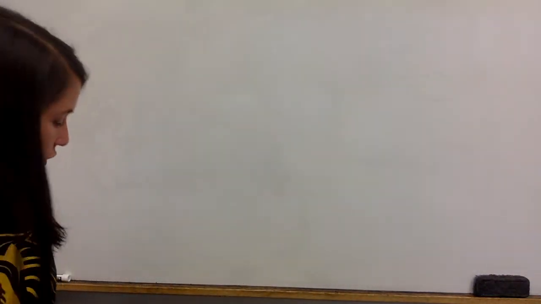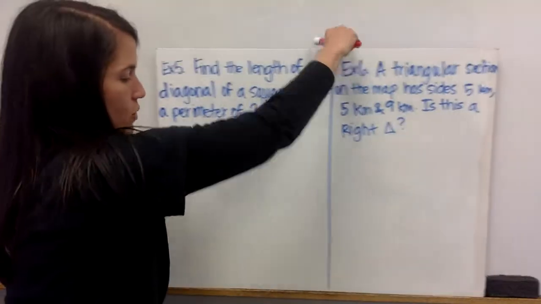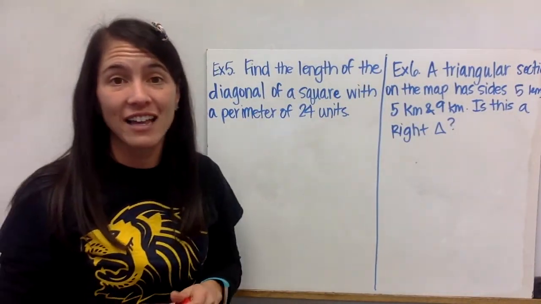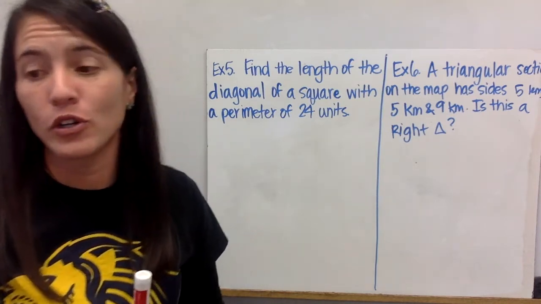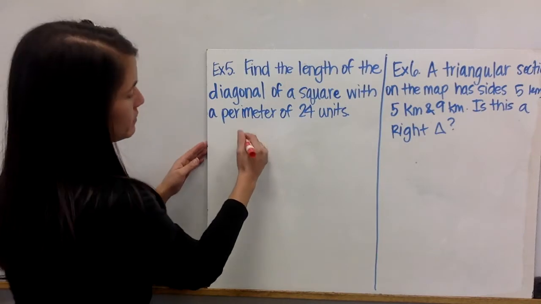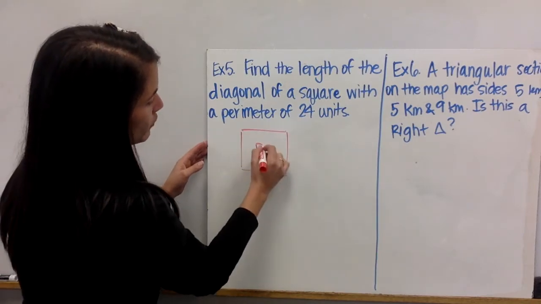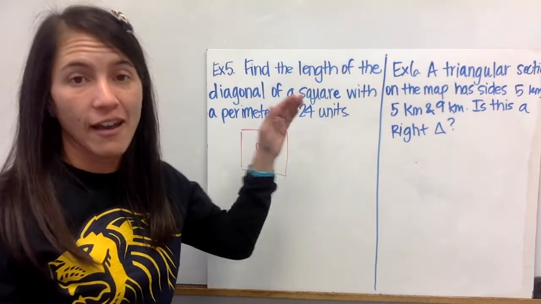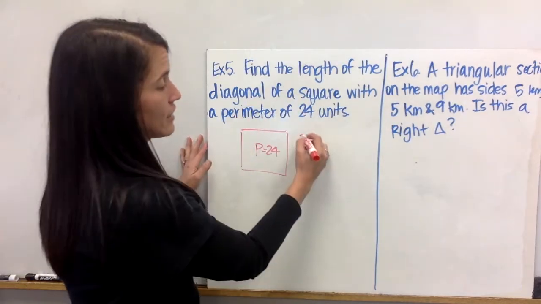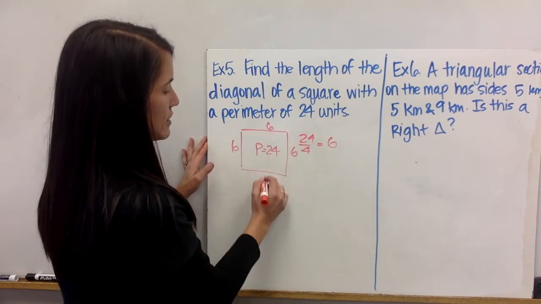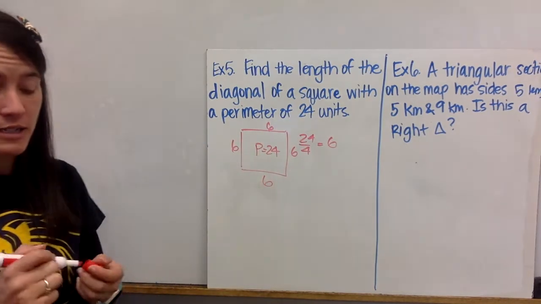Okay, example 5 and 6. Just moving along here quickly. All right, example 5. Find the length of the diagonal of a square with a perimeter of 24 units. So we have a square, and the perimeter is 24. Now, if the perimeter is 24, every side is the same length, so I can divide by 4 to find out that each side is 6. So that's what I needed.